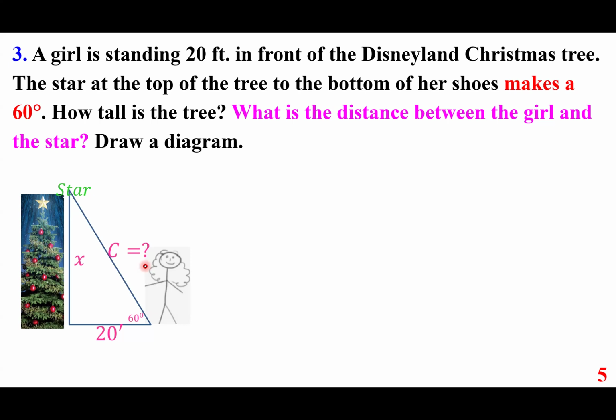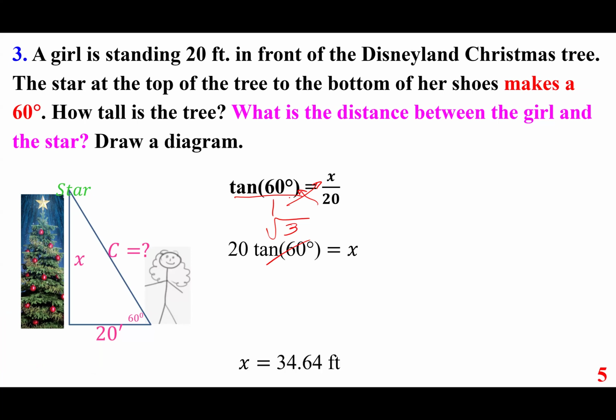Well, the easiest way is to look at this and say, okay, tan of 60 is the opposite, x, over the adjacent, 20. So very straightforward, everybody. Cross product, x becomes 20 tan of 60 degrees. And tan of 60 degrees is a common arc, square root of 3. It's precisely 20 times square root of 3. Roughly, with a couple of decimals, x is 34.64 feet.